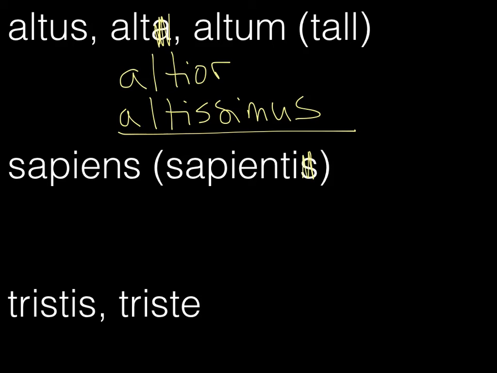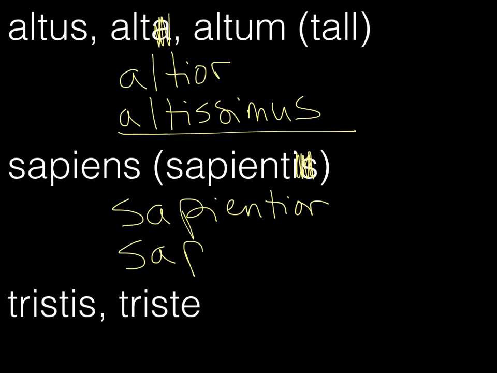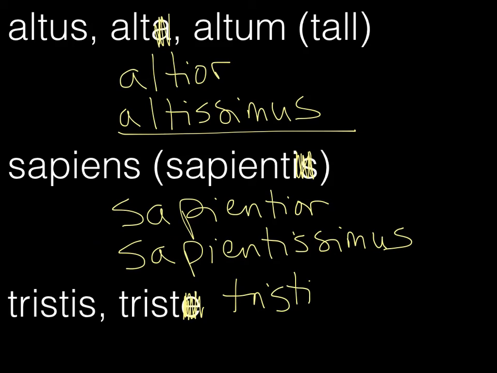Sapiens, here's the stem, would be sapient. So a wiser person would be sapientior, and then the wisest would be sapientissimus. And then finally tristis, triste, the stem is trist. If you are sadder, you are tristior, and if you are the saddest or the most sad, you are tristissimus.